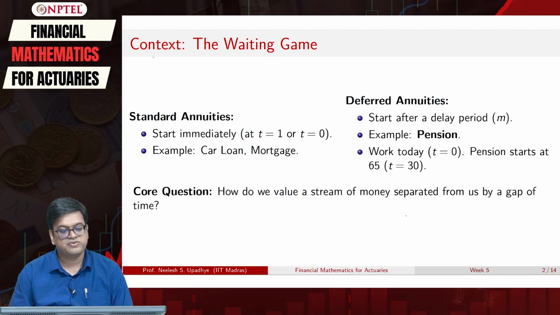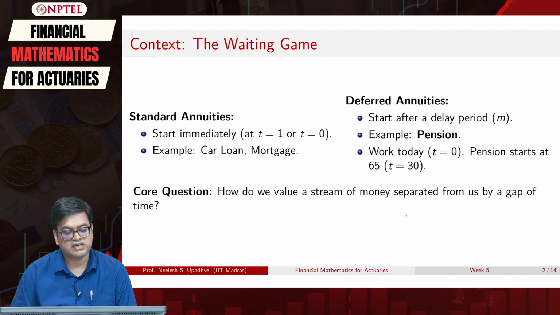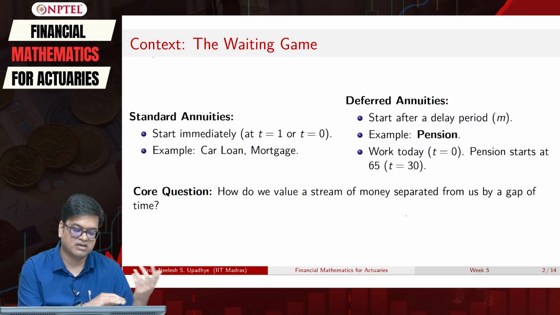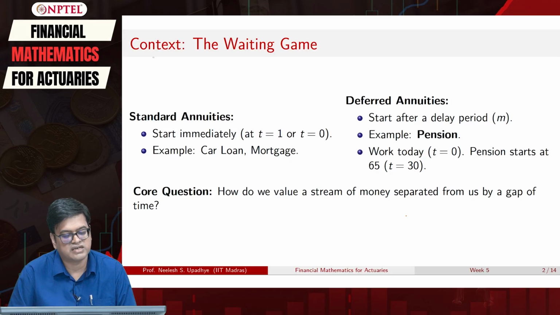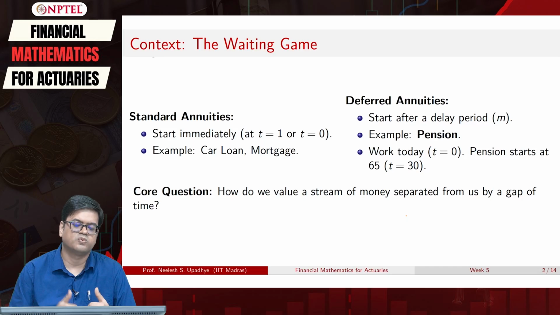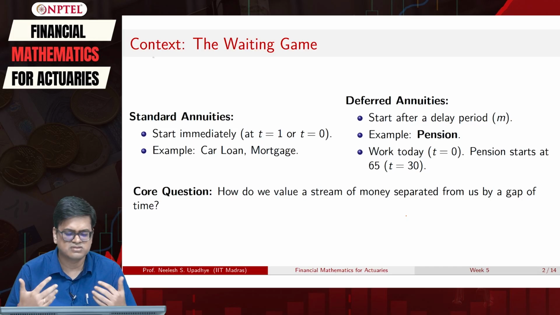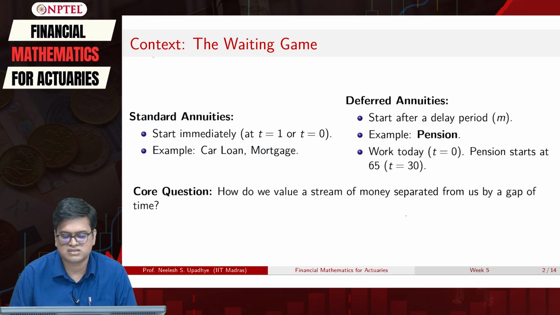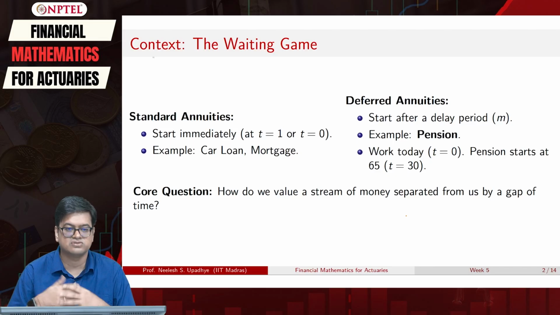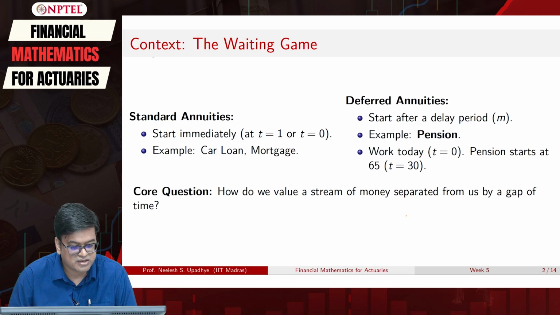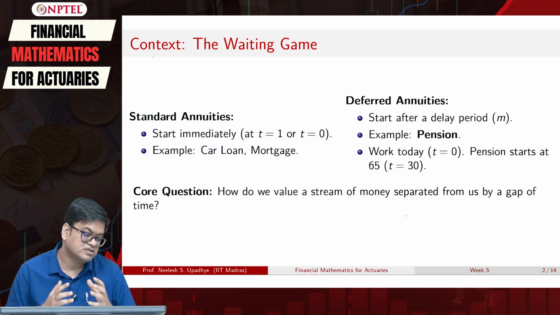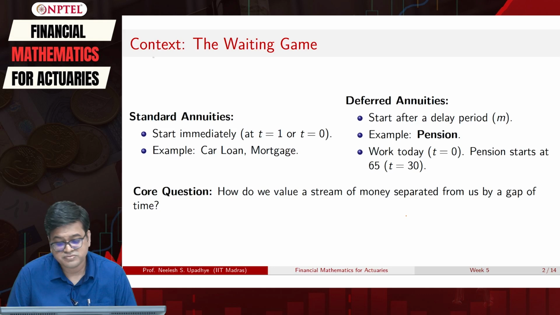For example, in earlier classes we have studied standard annuities. The annuities may start at t equal to 1 or t equal to 0, so they are almost immediate starts. If you take a car loan, you immediately start paying EMIs. If you take a mortgage, you immediately start paying it off. So, these are our standard annuities.